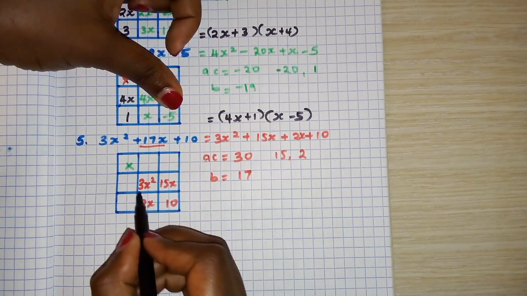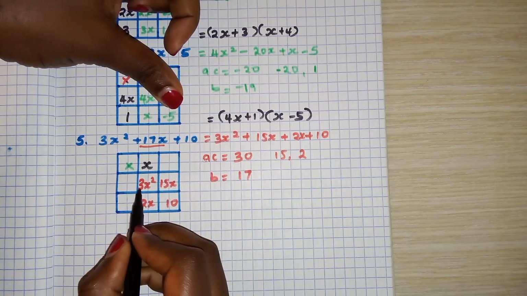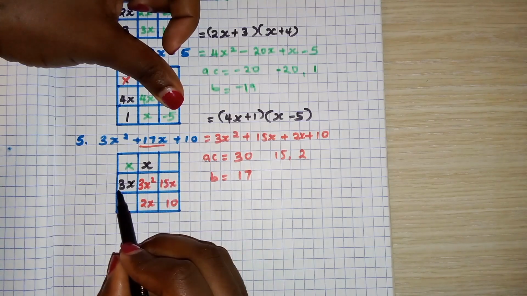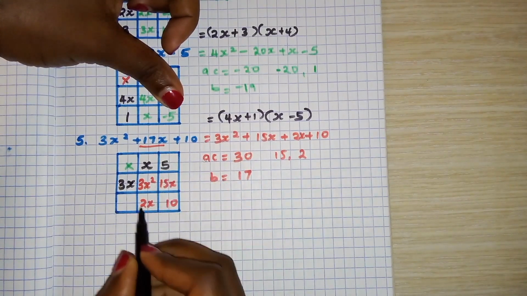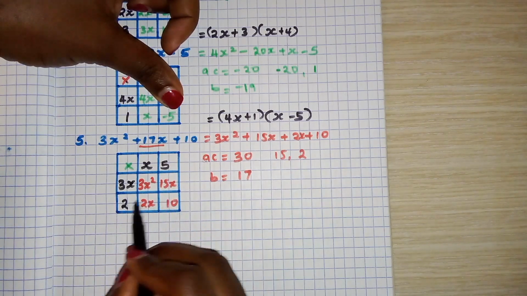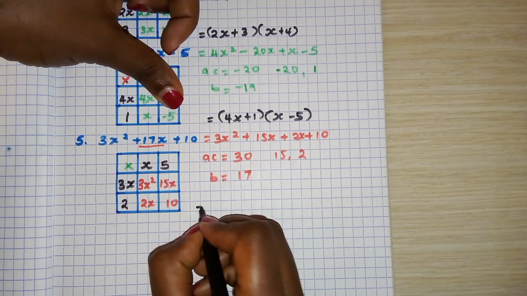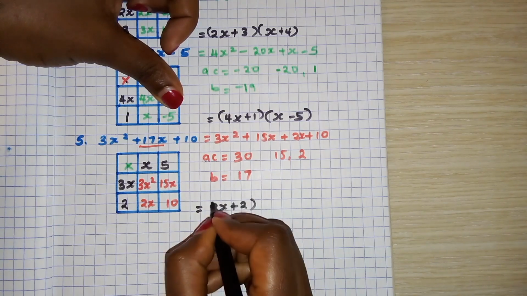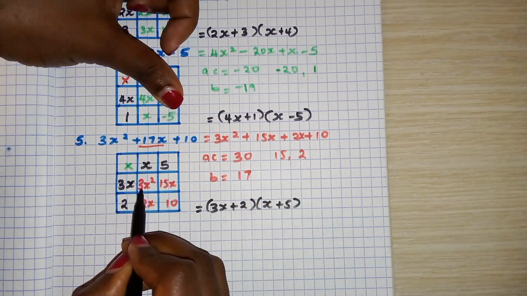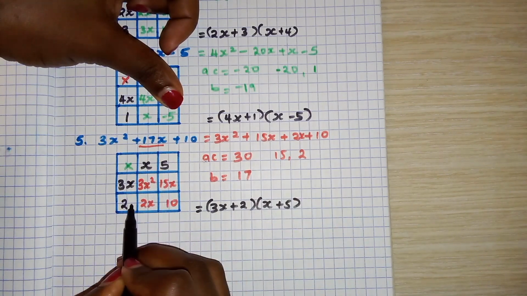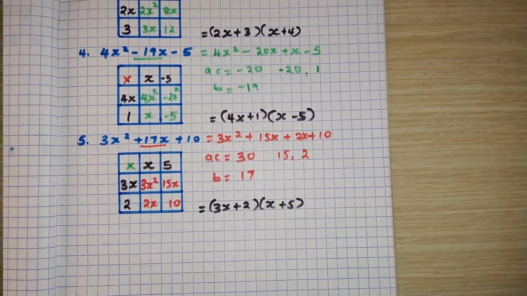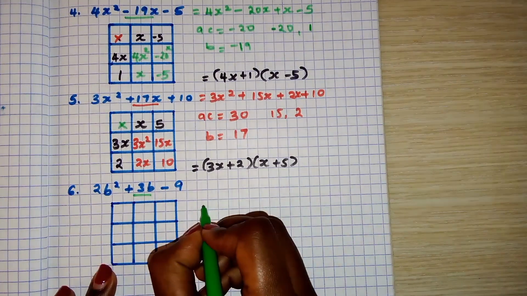Let's find the factors. So here we put x. 3x squared divided by x would be 3x. And then 15x divided by 3x would be 5. 2x divided by x would be 2. And 2 times 5 is 10. So that's correct. So the answer would be 3x plus 2 and x plus 5. So 3x times x is 3x squared, 3x times 5 is 15x, 2 times x is 2x, 2 times 5 is 10. Perfect.